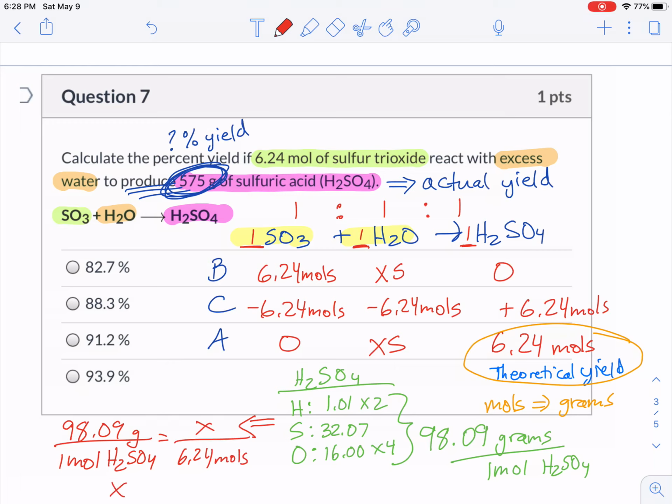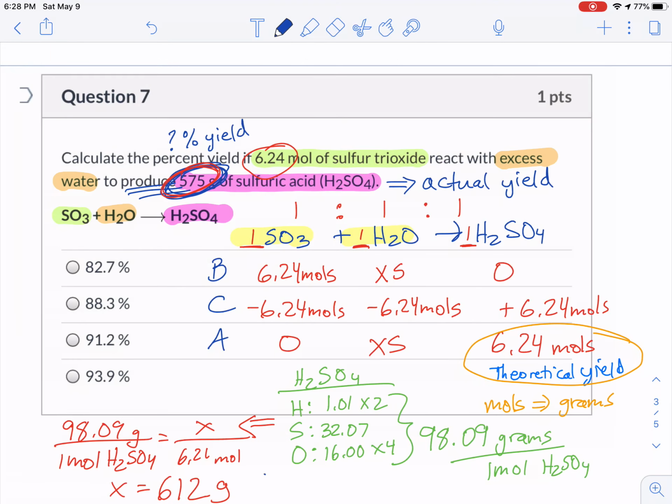So let's go ahead and solve for x. Theoretically, I should be able to produce 612.0816 grams. All right, let's make our lives a little bit simpler and look at significant figures. I've got 3 sig figs in my given. I've got 3 sig figs in my second given. So we'll go ahead and round this to 3 significant figures. So it'd be 612 grams that can be theoretically produced.